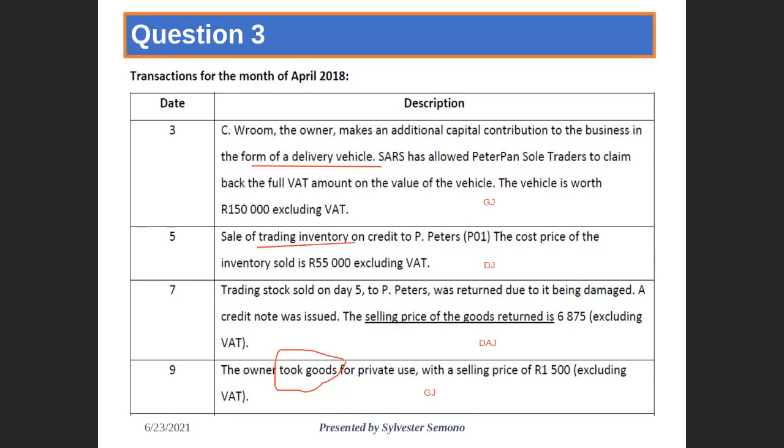So I said, if the owner took cash for private use, then you say CBP. Remember, CBP is only where you record cash that you paid. So if the owner took cash, it will be CBP. But in this case, the owner didn't take cash. The owner took goods. So you must go to the GJ. Are you okay, Mercedes?